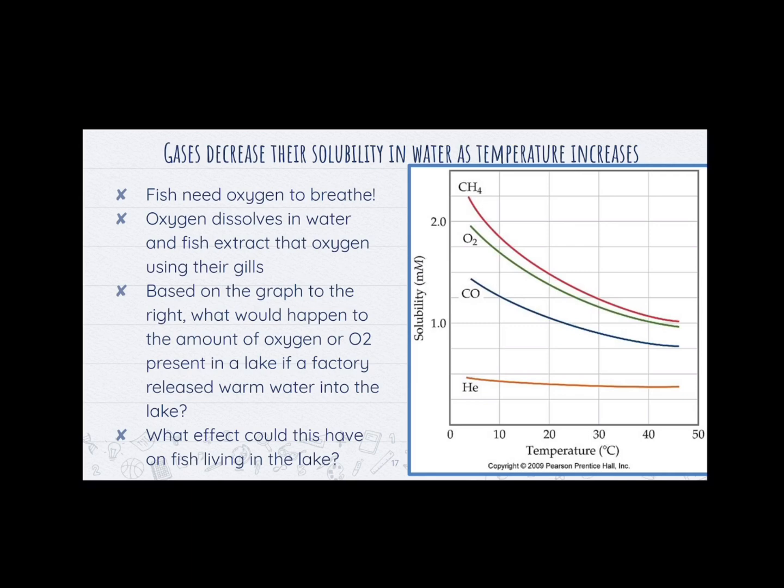So an example of this is fish need oxygen to breathe. Oxygen dissolves in water and fish extract the oxygen using their gills. Based on the graph to the right, what would happen to the amount of oxygen present in a lake if a factory releases warm water into the lake? So oxygen is that green line. If the temperature of the water increases, the amount of oxygen in the water is going to decrease. So probably a lot of fish would die because the water changed temperature, which means they wouldn't have enough oxygen anymore.